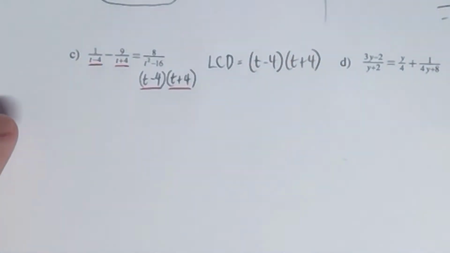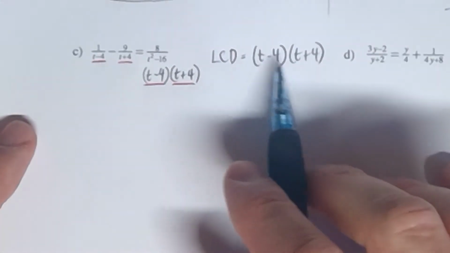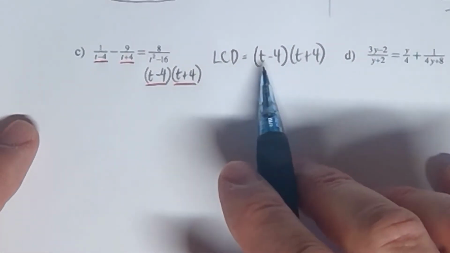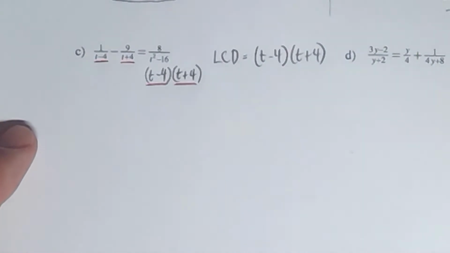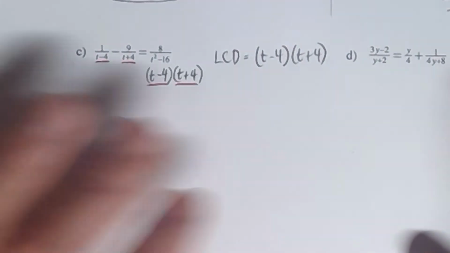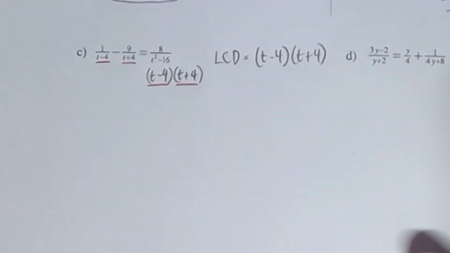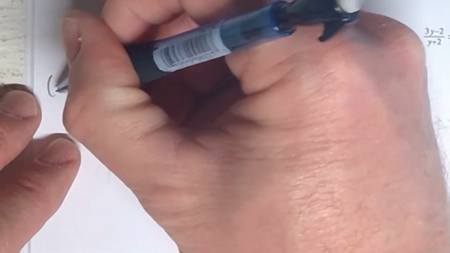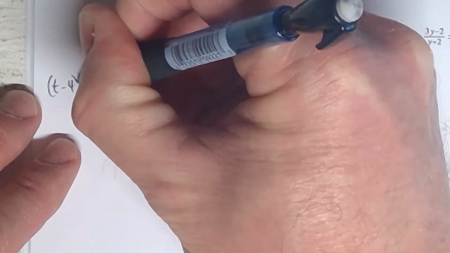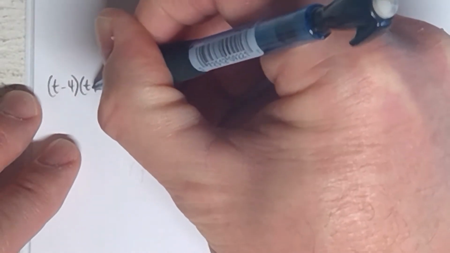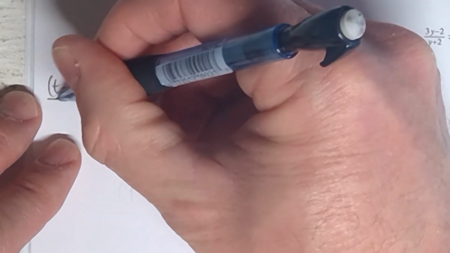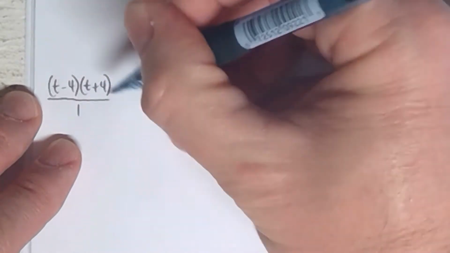T minus 4 and t plus 4. Since they're being multiplied by each other, make sure to keep them in brackets because they have more than one term, and you're multiplying them. So there's your LCD right there. This next step is a pretty big one as far as the amount of stuff you've got to write. Please be patient and don't try to cut corners here or take shortcuts. That's how you make a mistake on this.